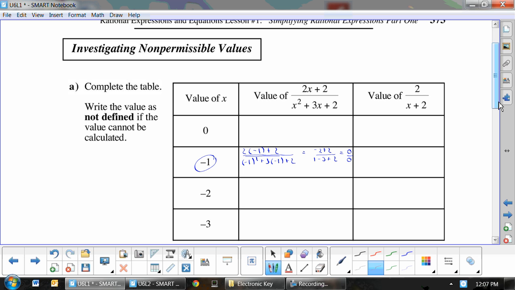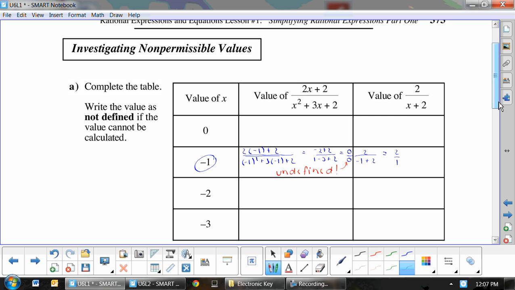Exactly. So when we have a 0 on the bottom, we know that we can't divide anything by 0. If you have a calculator, it actually won't even let you put it in. It'll say error or undefined or something like that. Exactly. So we can try -1 for this one as well. So we'll go 2 times -1 plus 2.